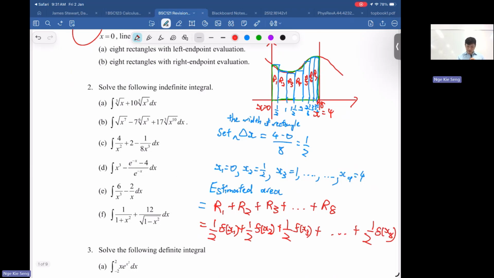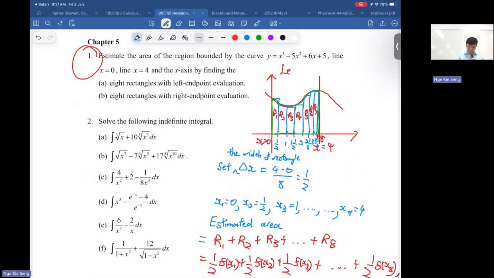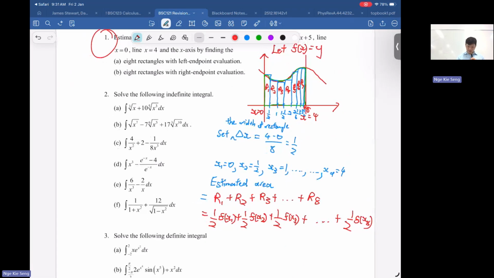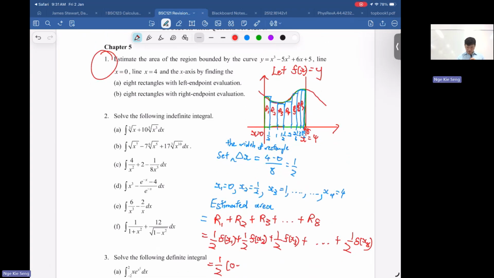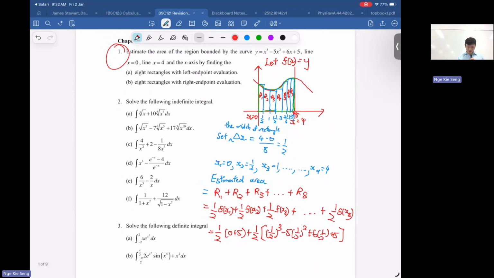Okay, so what's this f? Let f(x) equal y. So we just take the height. So we have a half of f(0) plus, maybe 5, plus a half of f(1/2). So you need to evaluate it. So like (1/2) cubed minus 5 times (1/2) squared plus 6 times (1/2) plus 5, like that. This function is a bit long to evaluate. Maybe I will leave it to you to figure out what it is.